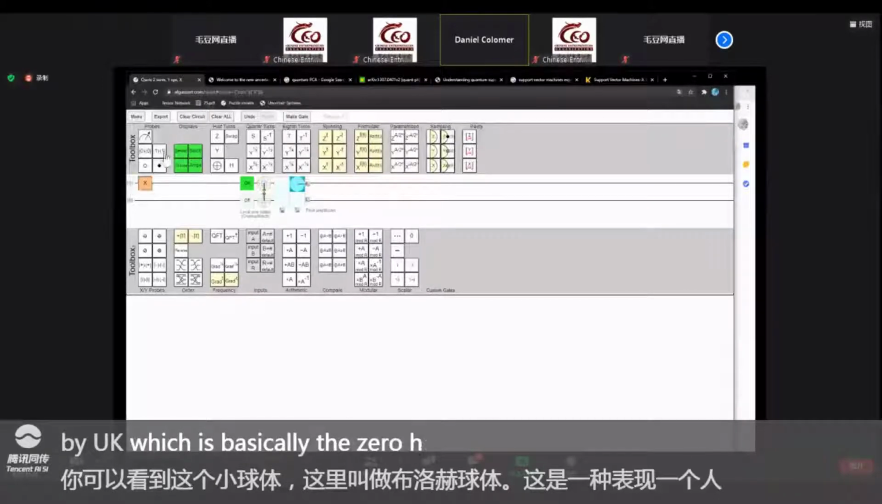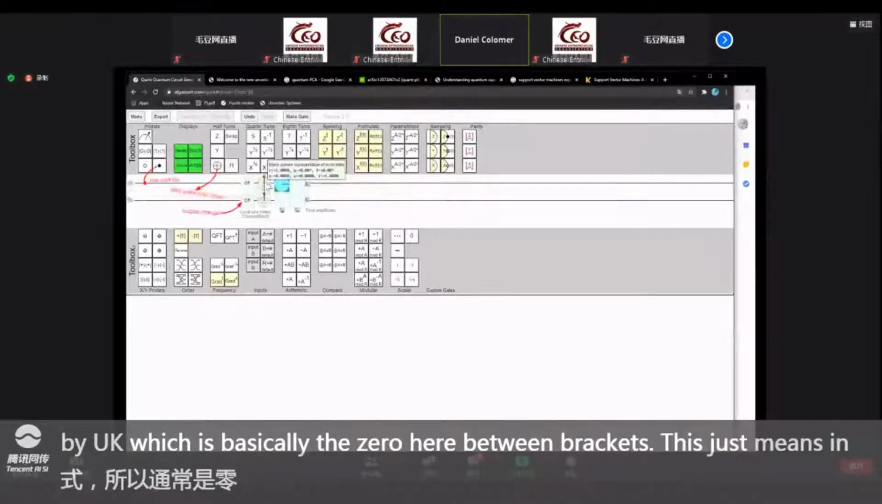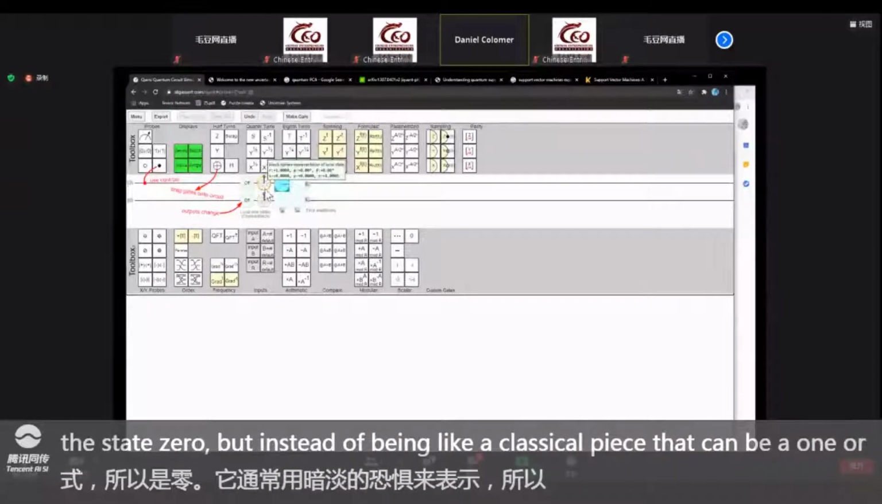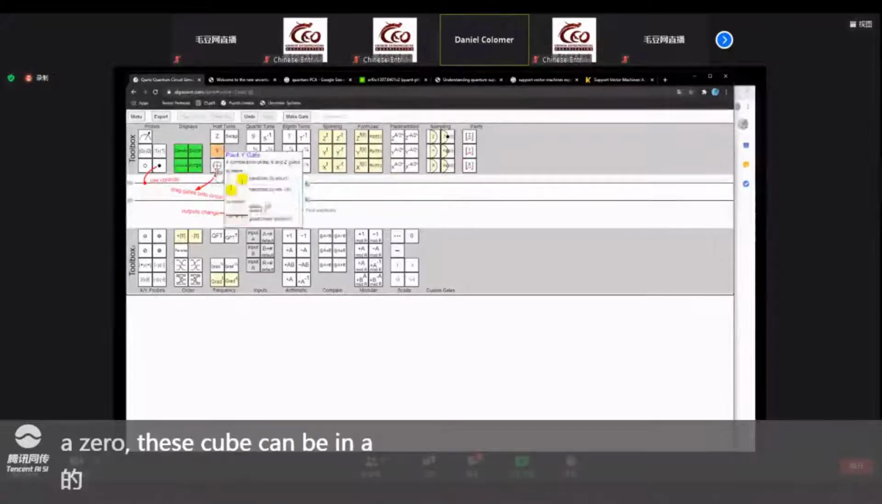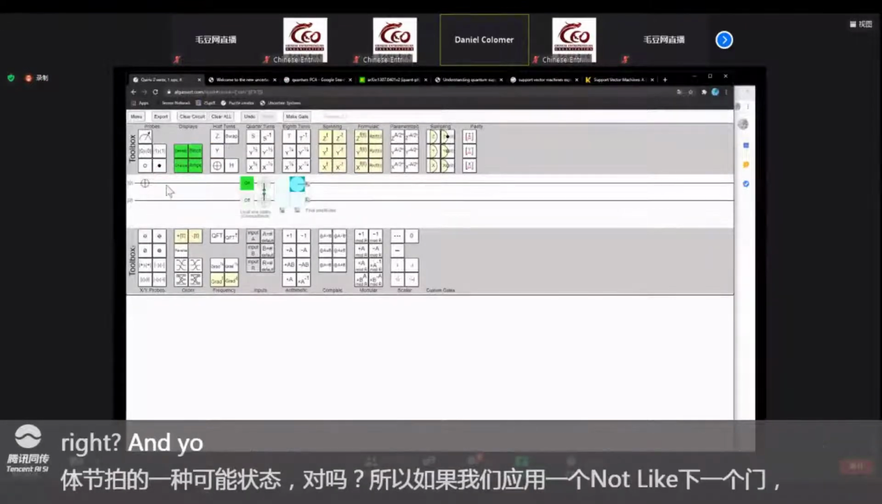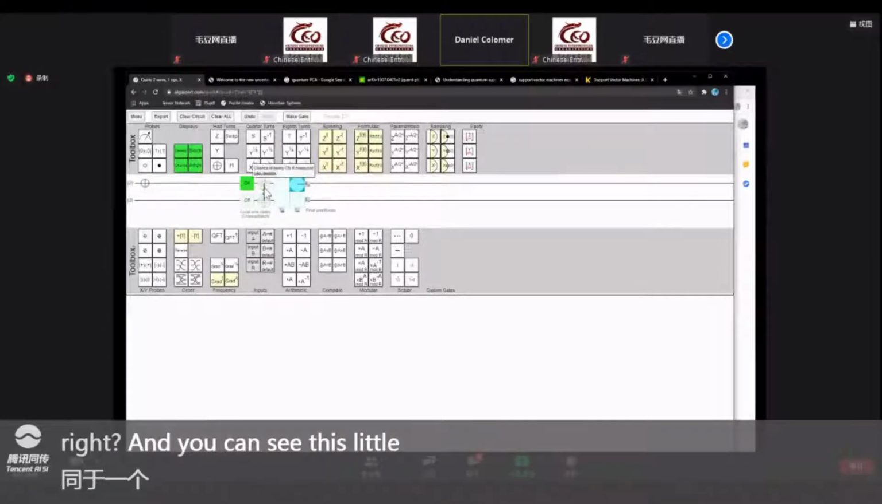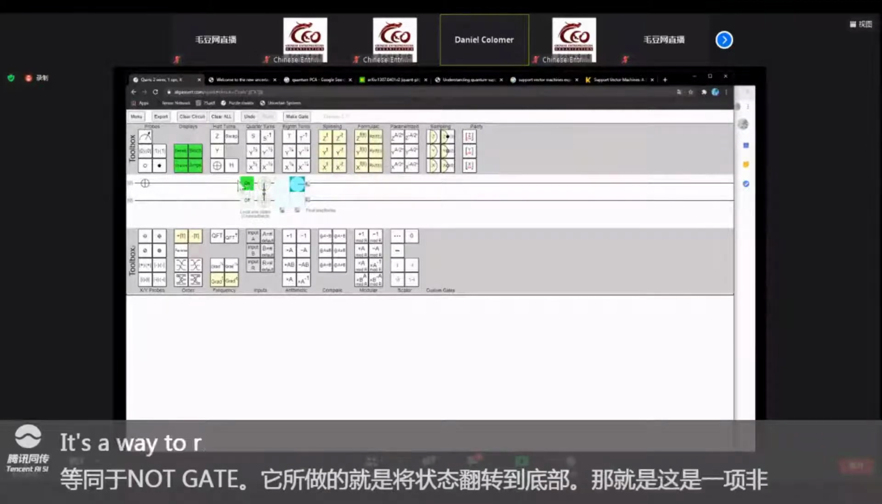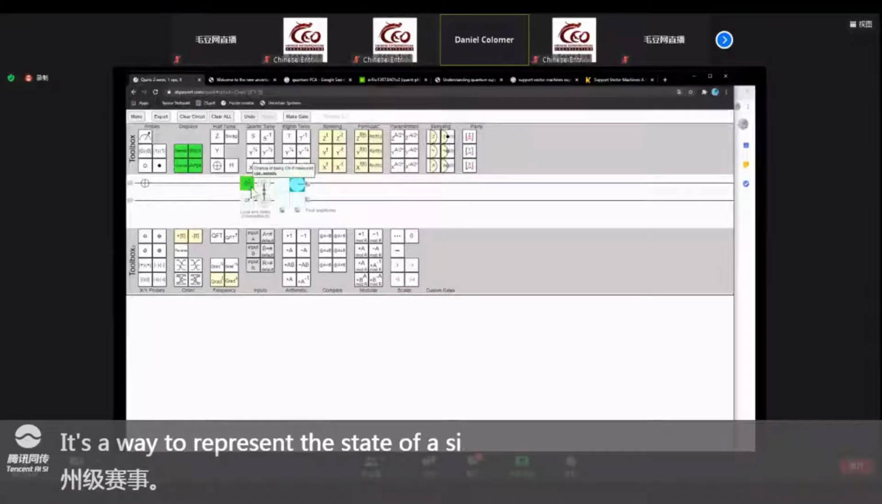0 is usually represented with the Bloch sphere pointing up. Every point on the sphere is a possible state of the qubit, right? So if we apply a NOT, an X gate, which is the equivalent of a NOT gate, it flips the state to the bottom, which is the state 1, and here this marks it as on instead of off.